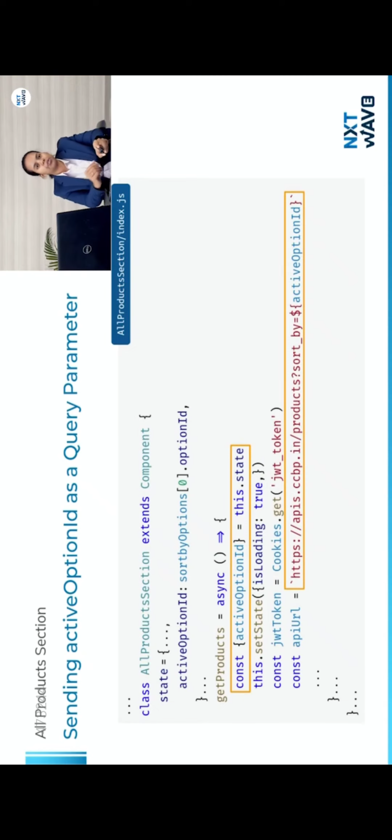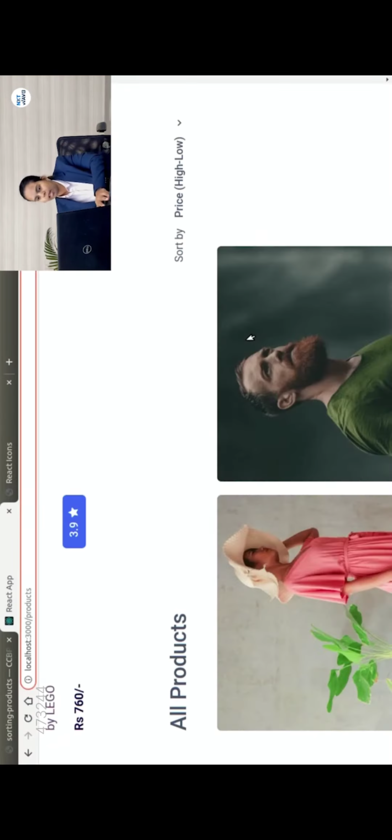Okay, so let's do this step. As we understood, to get the sorted list of products, we are going to make use of the API call. So that is the get products API itself. In the get products API, firstly, we'll access the option that is being selected, that is the active option ID. Okay, so from the state, I'm accessing that. So now in the API URL, let's provide that.